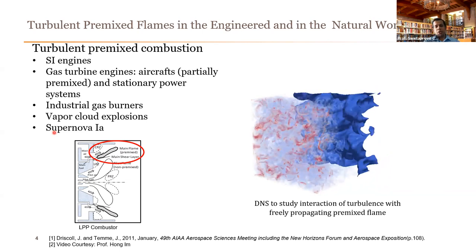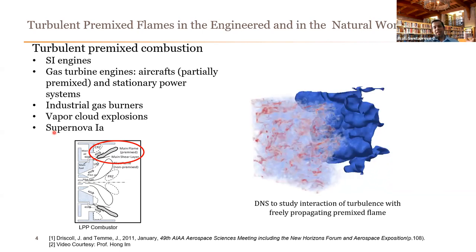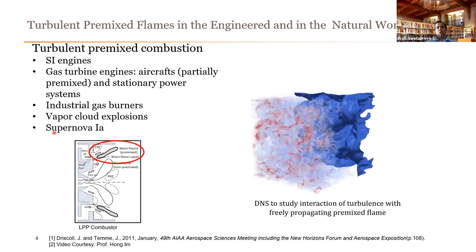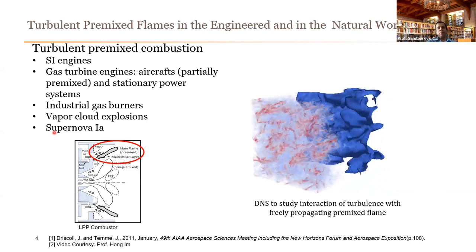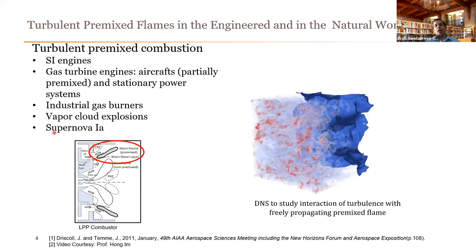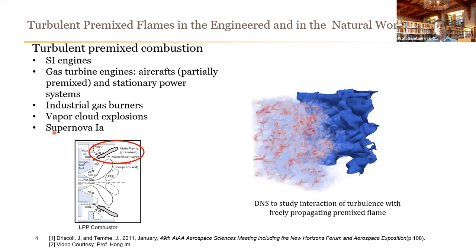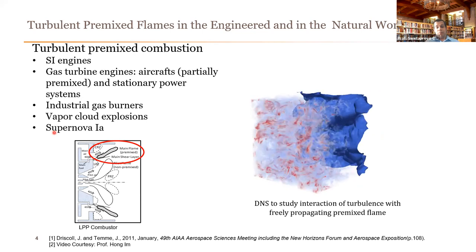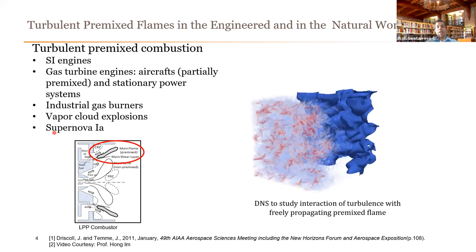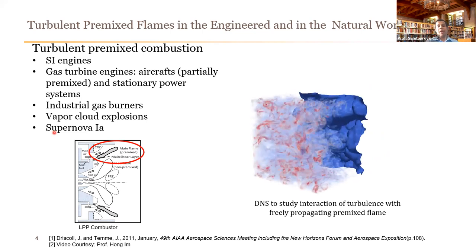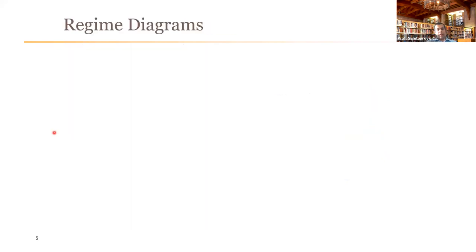And a large part of this talk will be dedicated towards essentially understanding these interactions and the manifestation of these interactions on the most important property of the flame, that is its propagation speed. Okay, so we will look in great detail at how the propagation speed evolves locally, and how it evolves globally, as a result of this multi-scale interaction between the turbulence and this diffusive reactive surface of the premixed flame. Okay. So first, let's talk about regime diagrams.